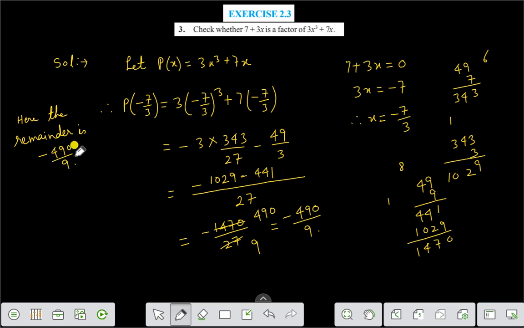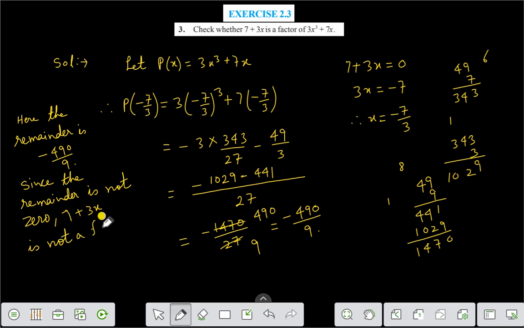Since the remainder is not 0, 7 plus 3x is not a factor of 3x cube plus 7x.